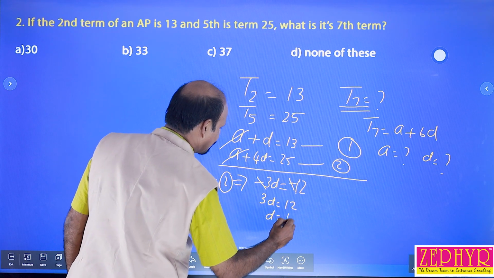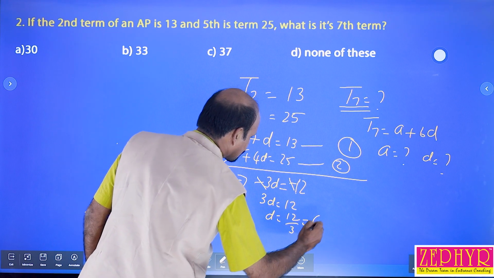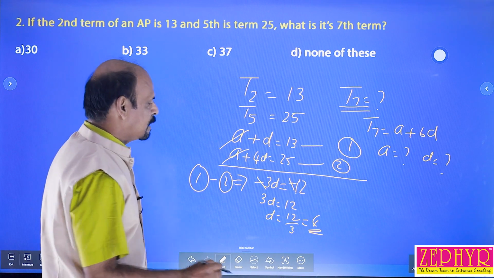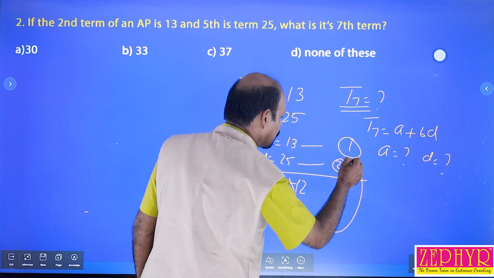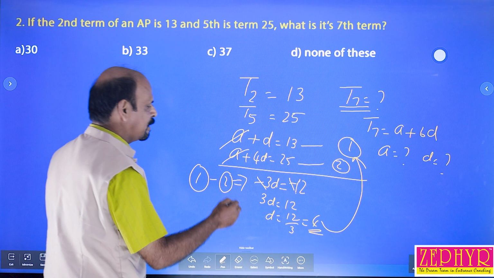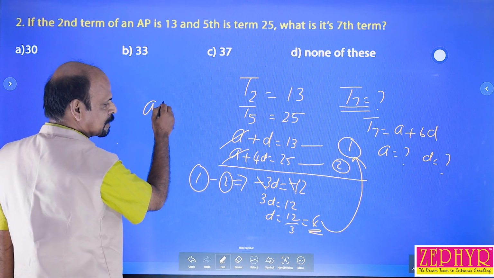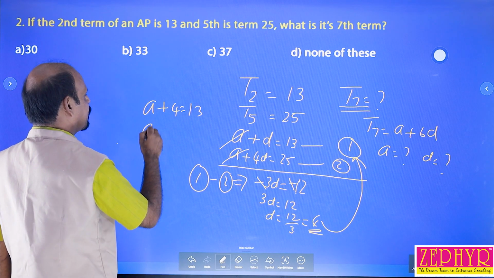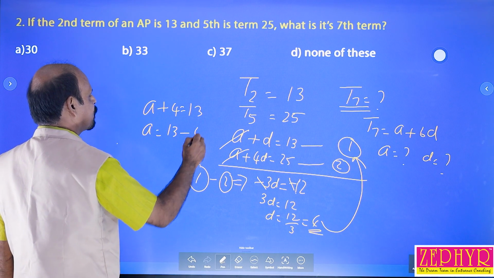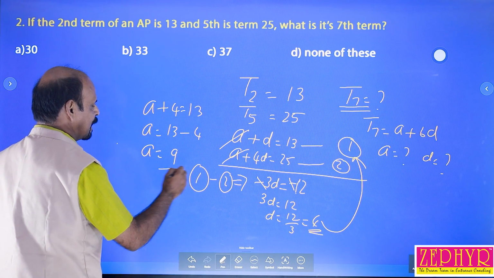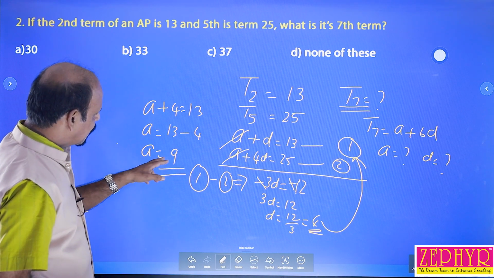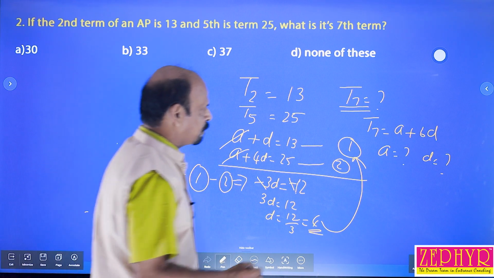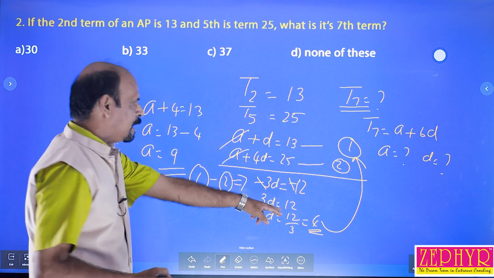So D equal to 12 by 3, 4. Now we need the value of A. Substituting this value of D in equation number 1, you will get A plus 4 equal to 13. So A equal to 13 minus 4, the value of A is 9. Now you got the value of A and D. We got A equal to 9, D equal to 4.